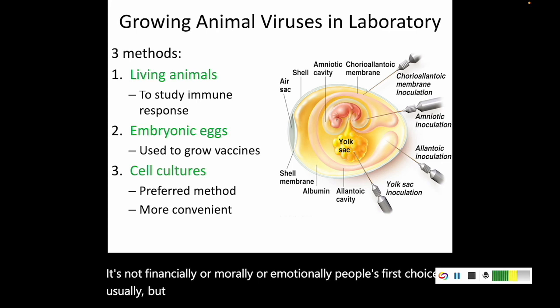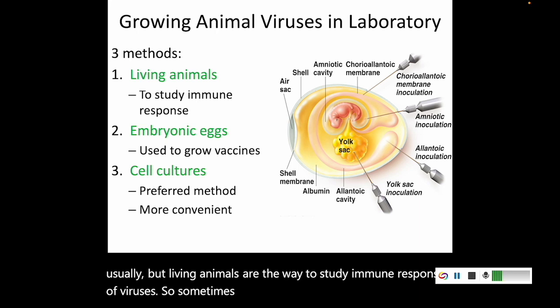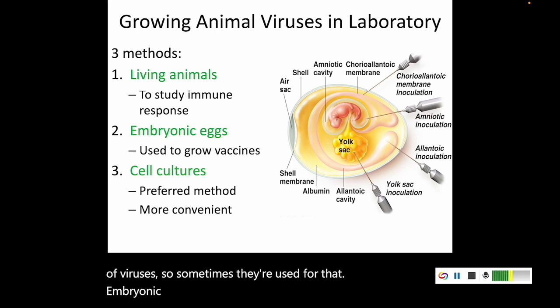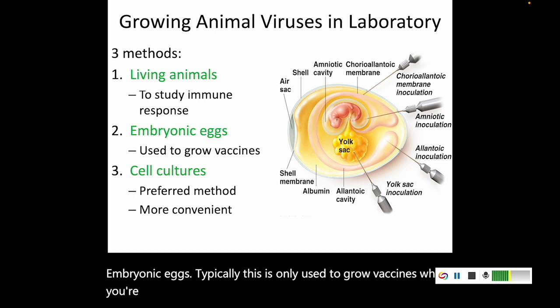But living animals are the way to study immune responses of viruses, so sometimes they're used for that. Embryonic eggs, typically this is only used to grow vaccines when you're creating a modified virus to grow a vaccine.